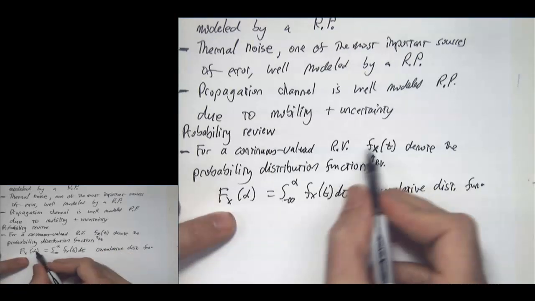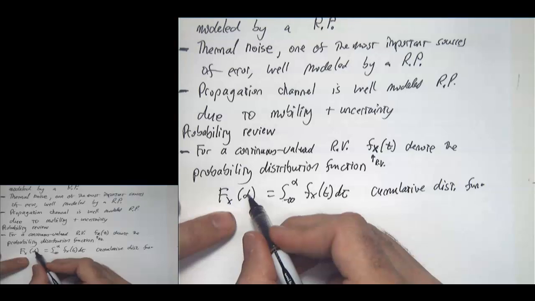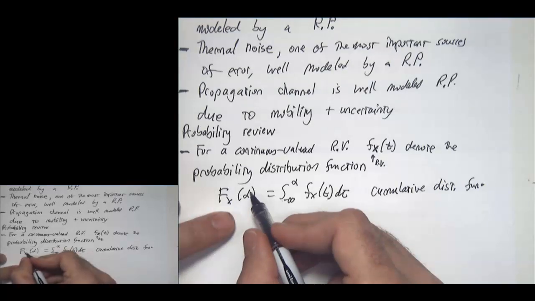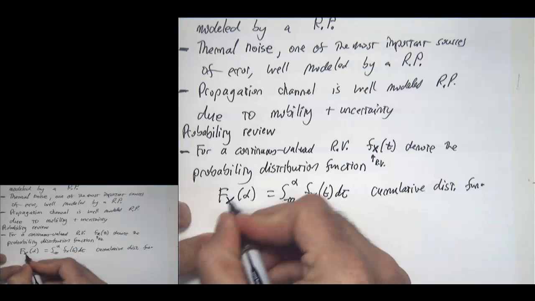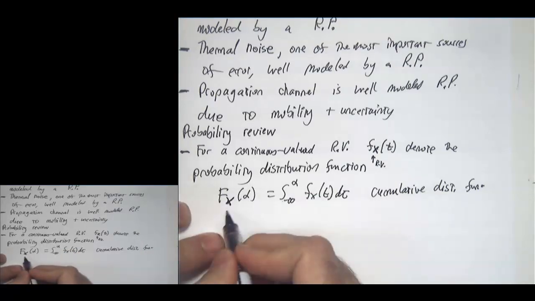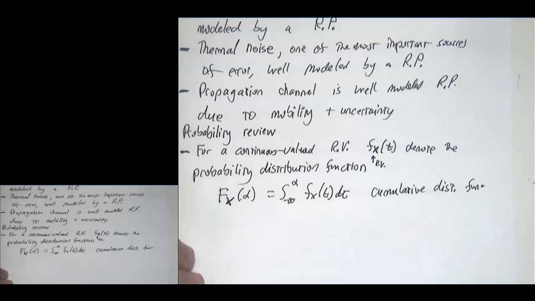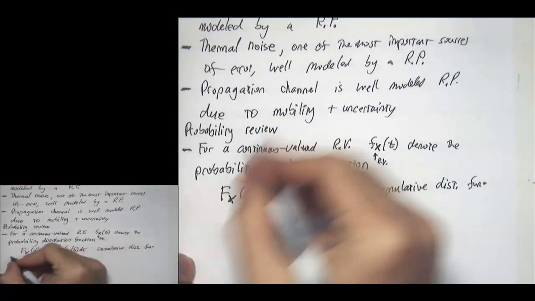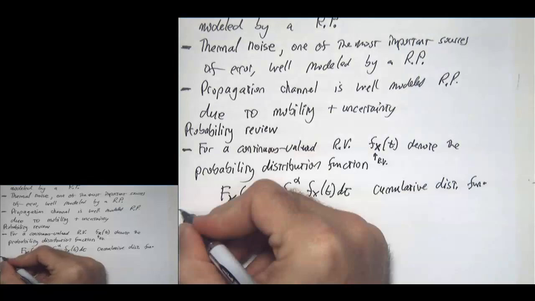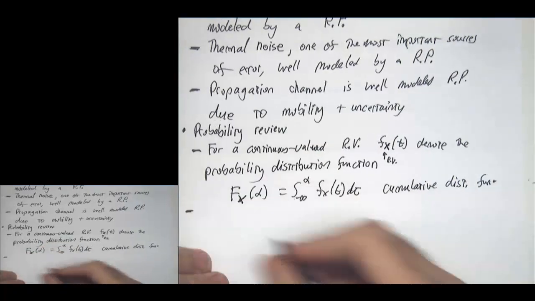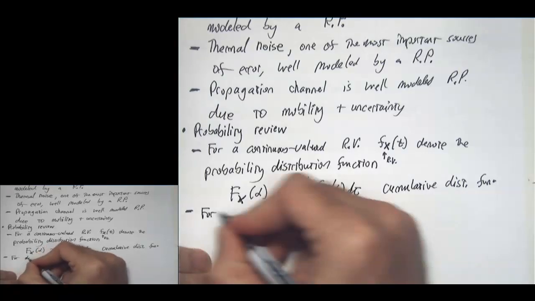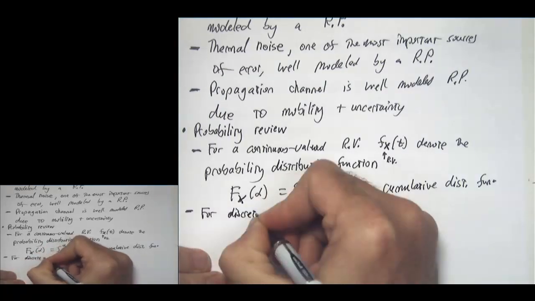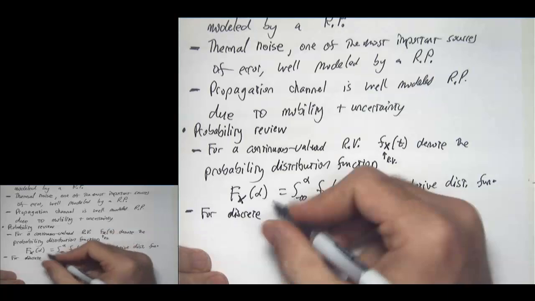Now remember, there's nothing sacred here about the alpha. This could be g or gamma or just anything, right? It doesn't matter. It's just a dummy variable. This x, though, is important because it means that I'm talking about the cumulative distribution function for some random variable x. Now, this is a continuous valued random variable. We also have the fortune to deal with discrete valued random variables. Not as much, but we do deal with them here. For example, binary information, 0 or 1, that's discrete valued.